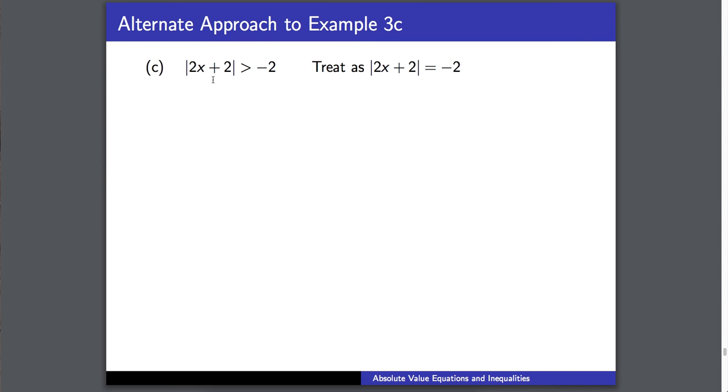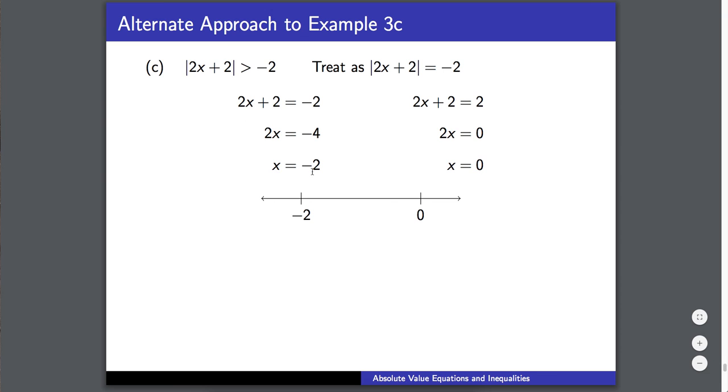Again, if you want to treat it like an equation, you're going to get 2x plus 2 equals negative 2, 2x plus 2 equals positive 2. Subtract the 2's from both sides, we'll get 2x equals negative 4. Here we'll get 2x equals 0. So we get x is negative 2 and x is 0. When we plug those values into our original inequality, 2 times negative 2 plus 2 is negative 2. Absolute value of negative 2 is greater than negative 2. So we'd have a closed circle here. When we plug a 0 in, 2 times 0 plus 2 is 2. Absolute value of that is greater than negative 2, so closed circle there.